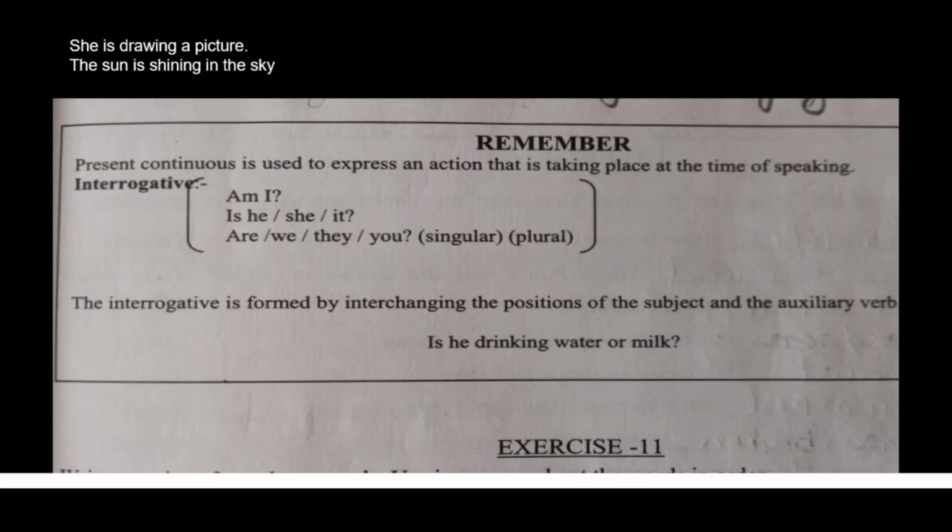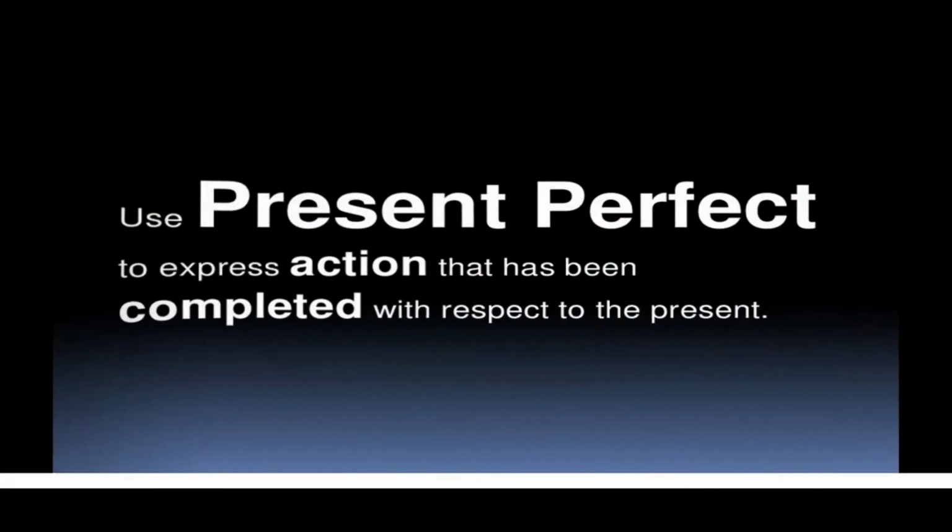Okay, "he is drinking the water" is a statement. That's a present continuous tense sentence. But if we place the auxiliary verb in front of the sentence, "is he drinking water or milk," that's an interrogative sentence. Okay, let's see the next part.